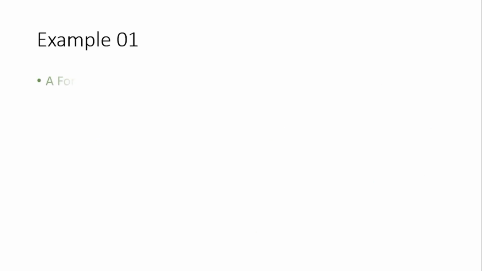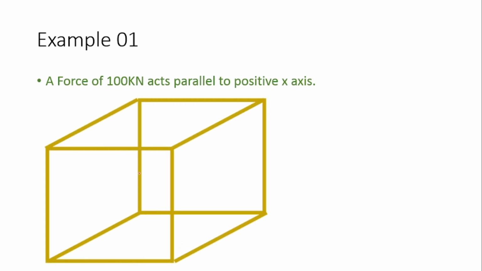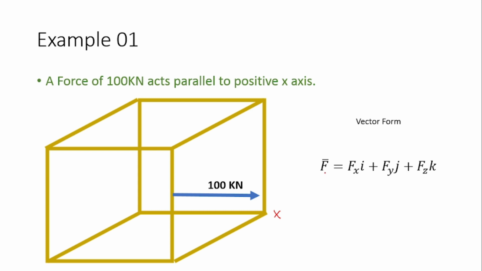Now we'll see one example. A force of 100 kN acts parallel to the positive x-axis. Only this information is given, and this is our coordinate system, and this is our force which is parallel to the x-axis. It doesn't have any other coordinates. So we can represent this force as 100 kN, and the basic formula is F bar equals Fx i plus Fy j plus Fz k. Instead of this we can represent this force as 100i because it is only parallel to the x-axis. So with this representation we can represent a given force.